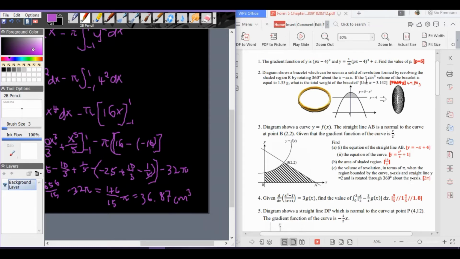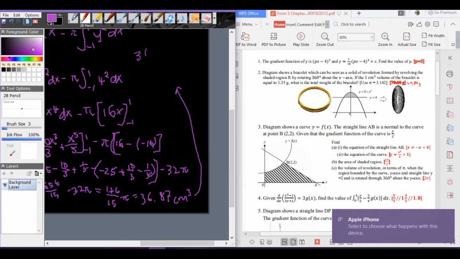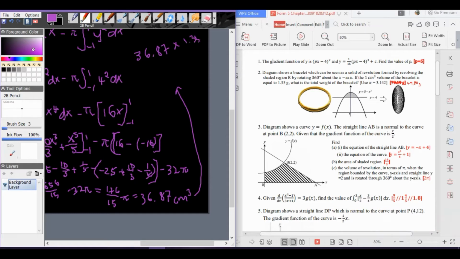If 1 cm cube volume of the glass slide is equal to 1.35 gram, so we still have to multiply with 1.35. So 36.87 multiplied with 1.35. This is equals to 49.77 gram.